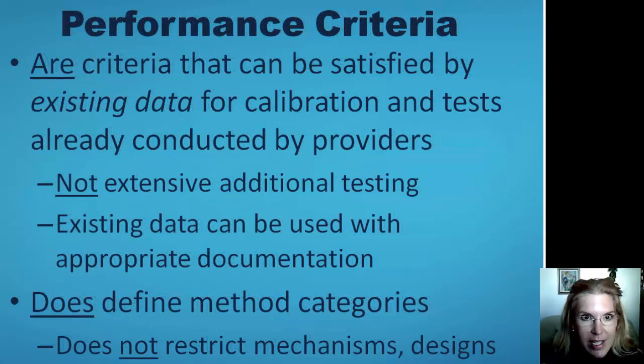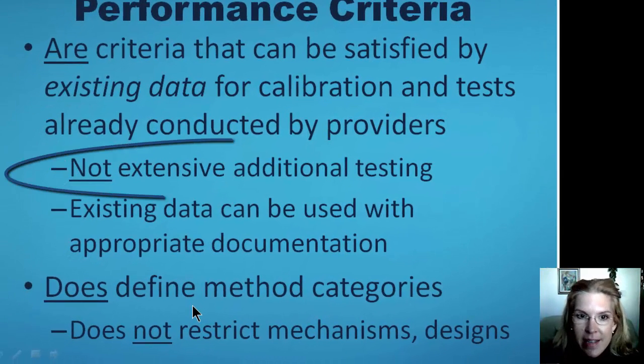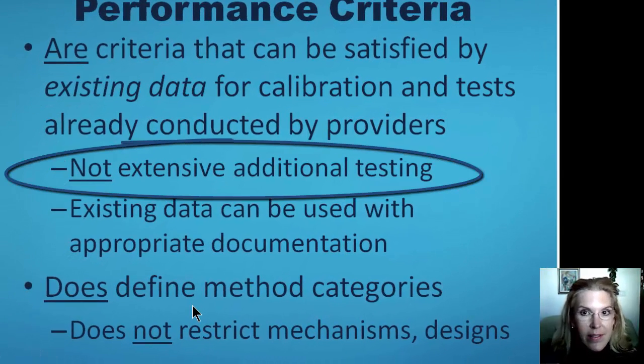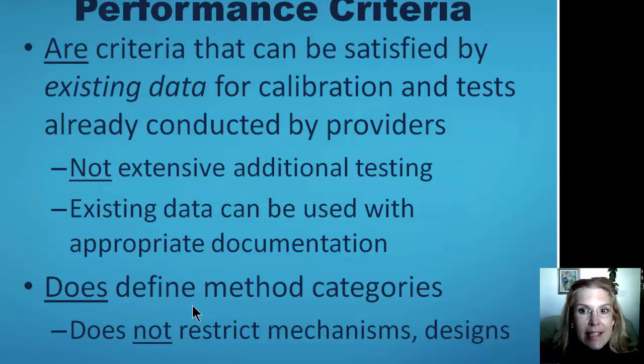The performance criteria are criteria that can be satisfied by existing data. So obviously, if you are a radon measurement development company, you will be doing tests and you will have a plethora of data that could be used to prove that your devices meet these criteria. The criteria are not designed to force extensive additional testing at all. As long as appropriate documentation is provided, existing data should be able to demonstrate adherence to the standard.